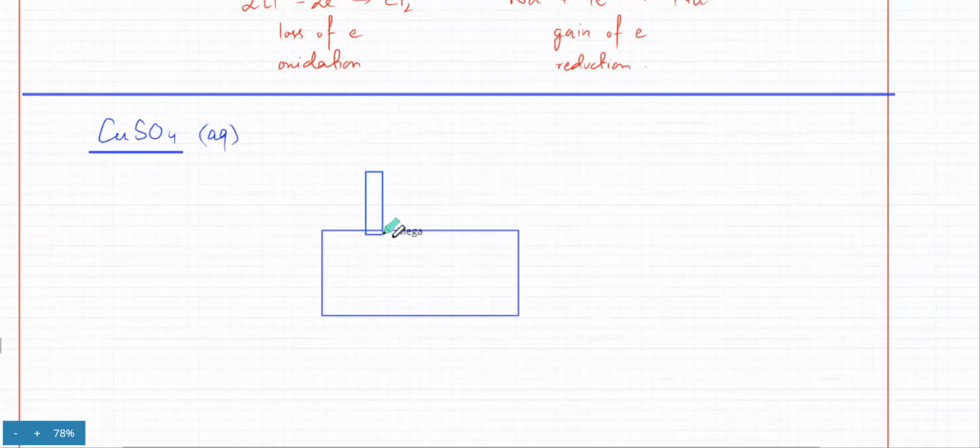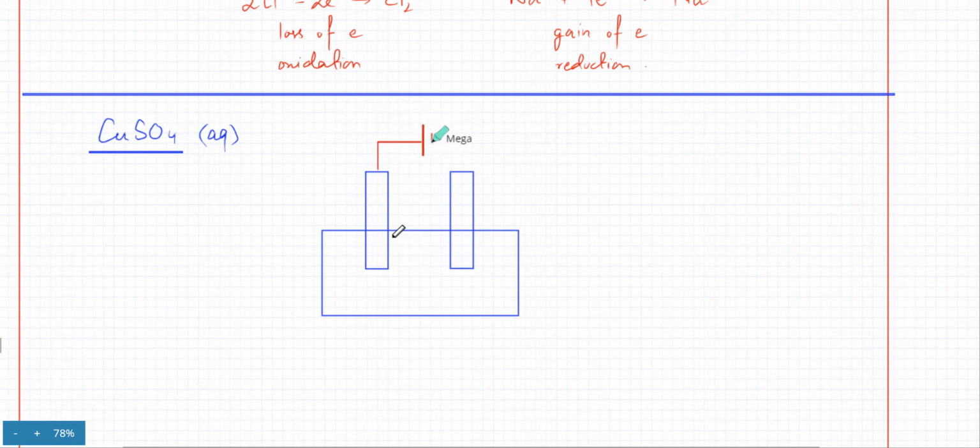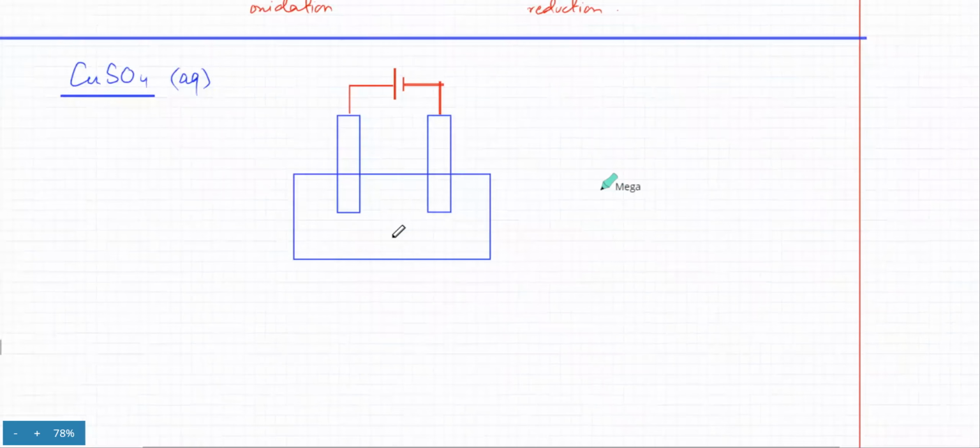Let's say this is my beaker and these are my two electrodes, and they're connected to a battery. So there's an electrolysis going on.